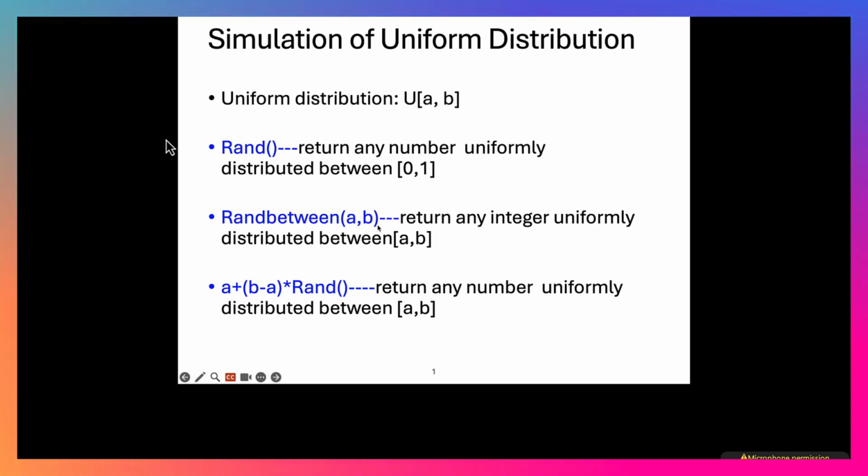the function Randbetween A and B. B is the upper bound of a uniform distribution. A is the lower bound. So B should be greater than A.